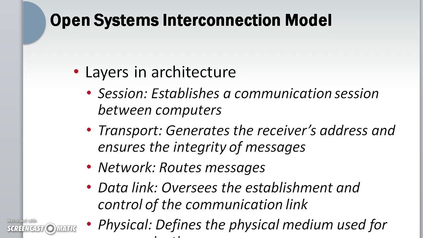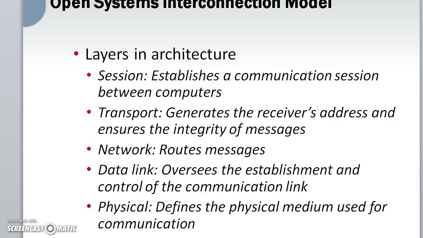The fifth layer is called the network layer, which routes the messages. And then the sixth layer is called data link, which oversees the establishment and control of the communication link. And the last layer is called the physical layer, which specifies the electrical connections between the computers and the transmission medium. It defines the physical medium that can be used for the communication. So this layer is primarily concerned with transmitting binary data, or basically bits, over the communication network.